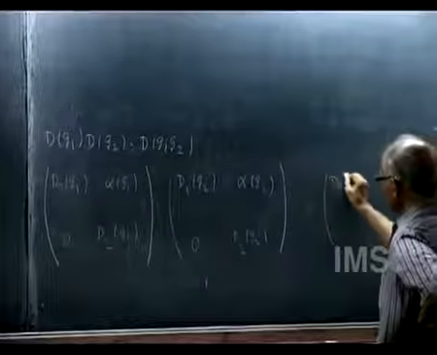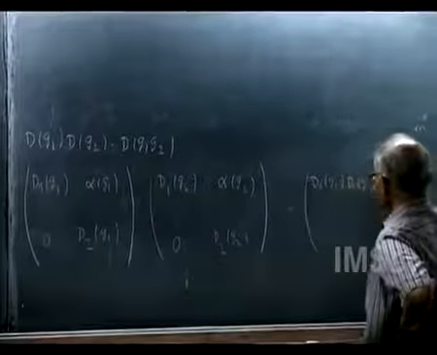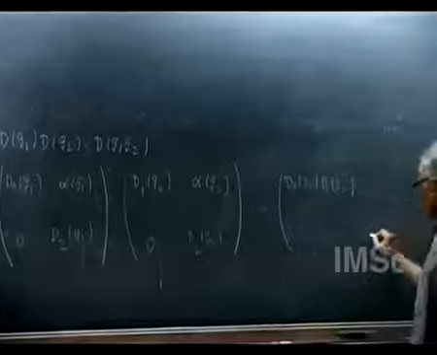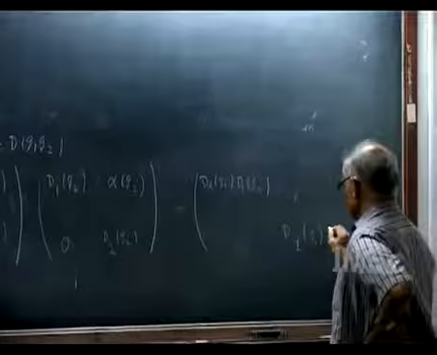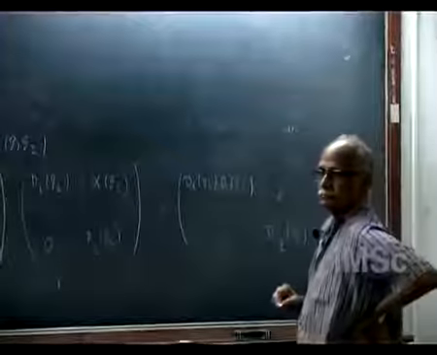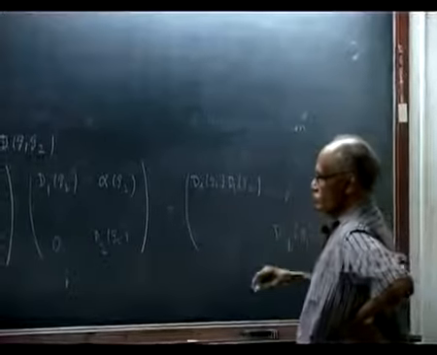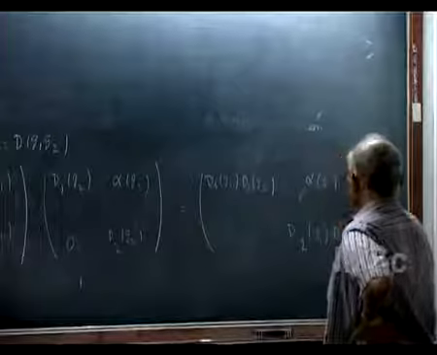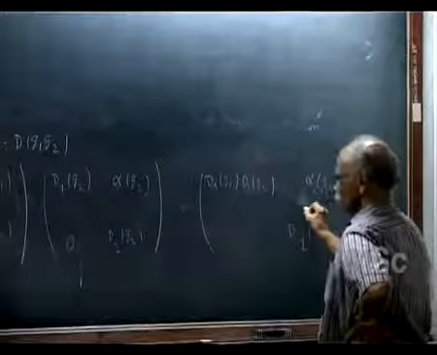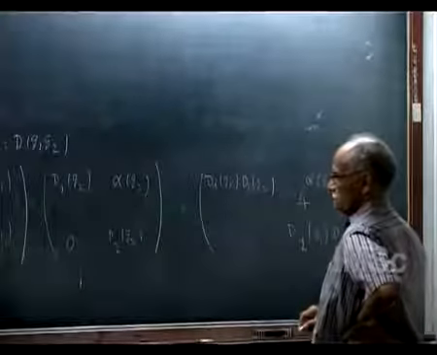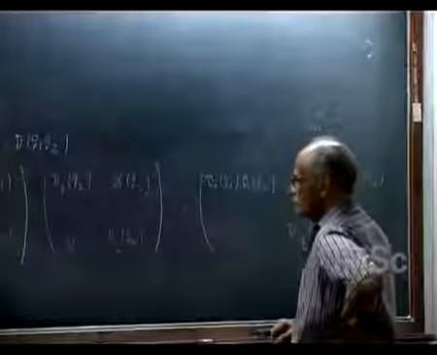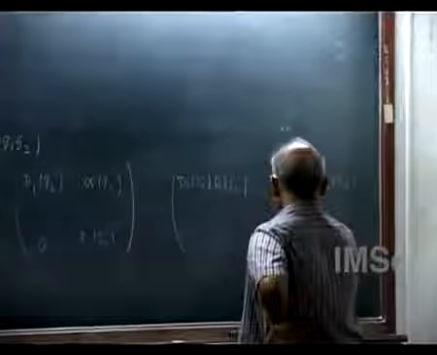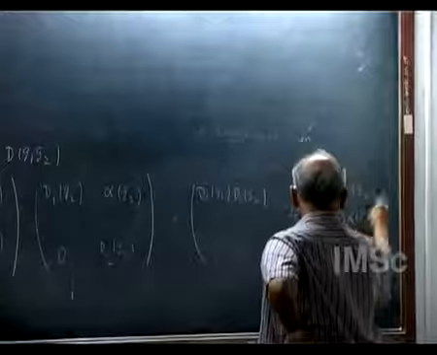This is d1 g1 d1 g2, because alpha will go and hit a 0. Here it will be d2 of g1 d2 of g2. Here I will get something which is very unfamiliar to most of us: alpha of g1 d2 of g2 plus d1 g1 alpha of g2, and this is 0.